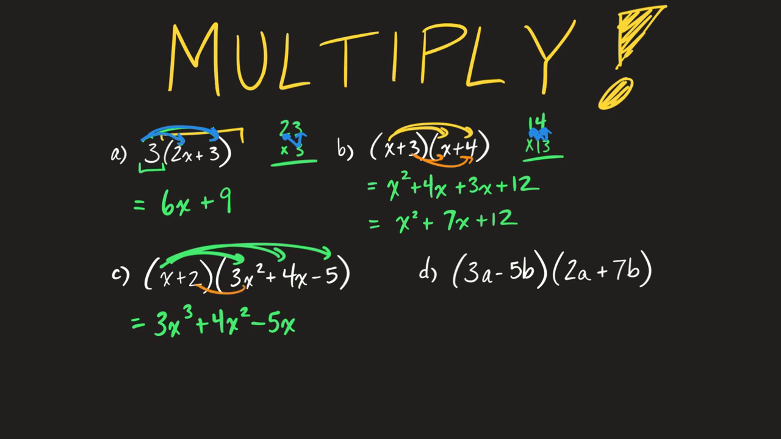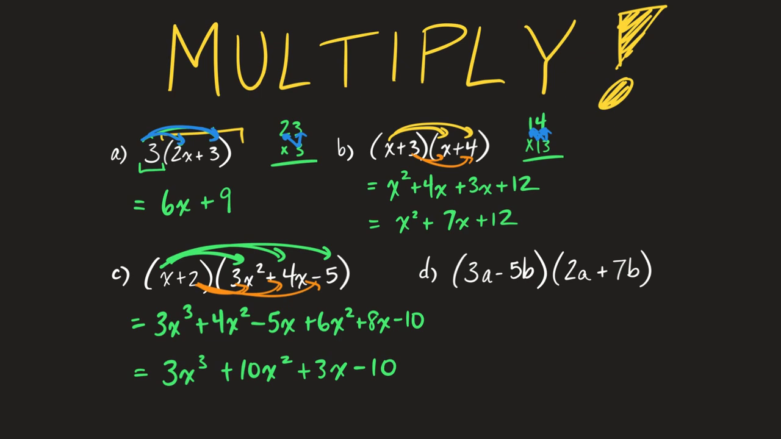Then I need to take all parts of my 2 and multiply it. So there's a 2 times a 3x squared, a 2 times a 4x, and a 2 times a negative 5. And then, of course, I just look to always simplify. I have a couple x squared terms, I have a couple single x terms, and my constant.